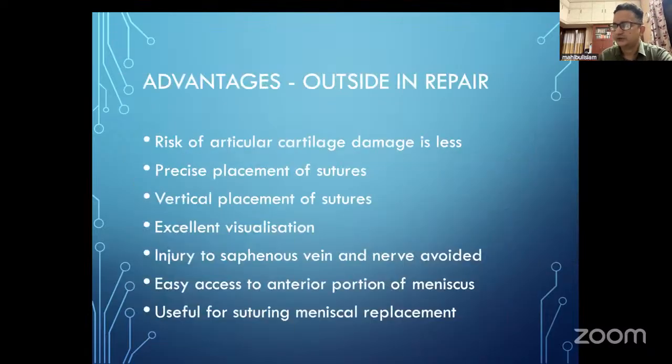Now, outside-in meniscal repair allows precise vertical suture placement with excellent visualization. It offers easy access to the anterior meniscus and minimizes the risk of articular cartilage damage. This technique avoids injury to the saphenous nerve and vein, and is particularly used for securing meniscal replacement effectively.